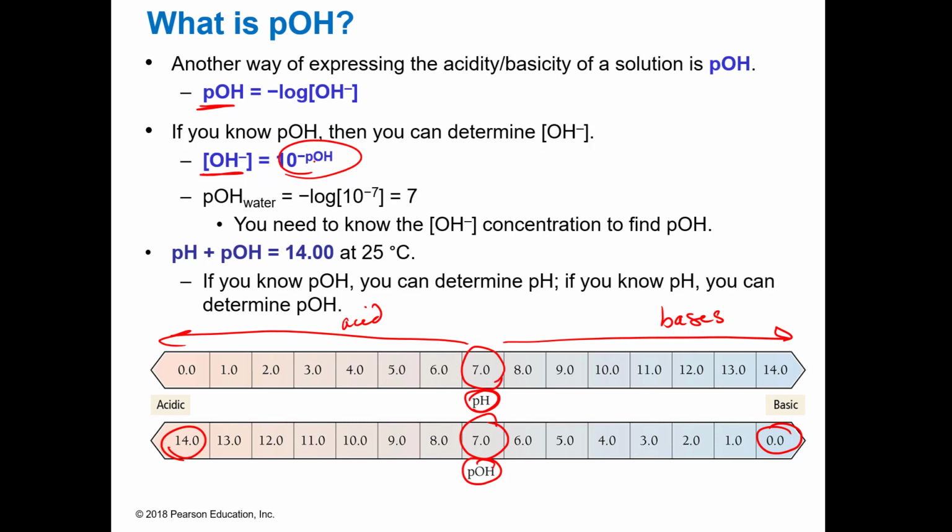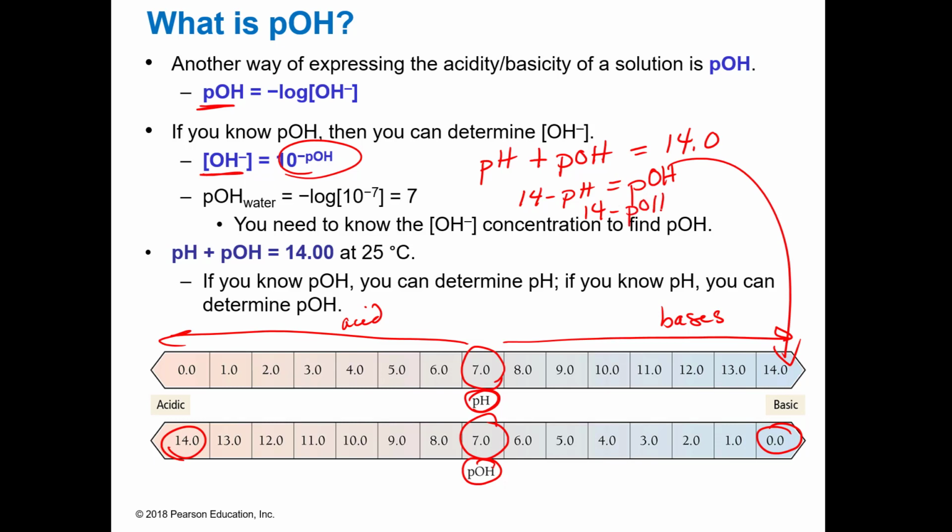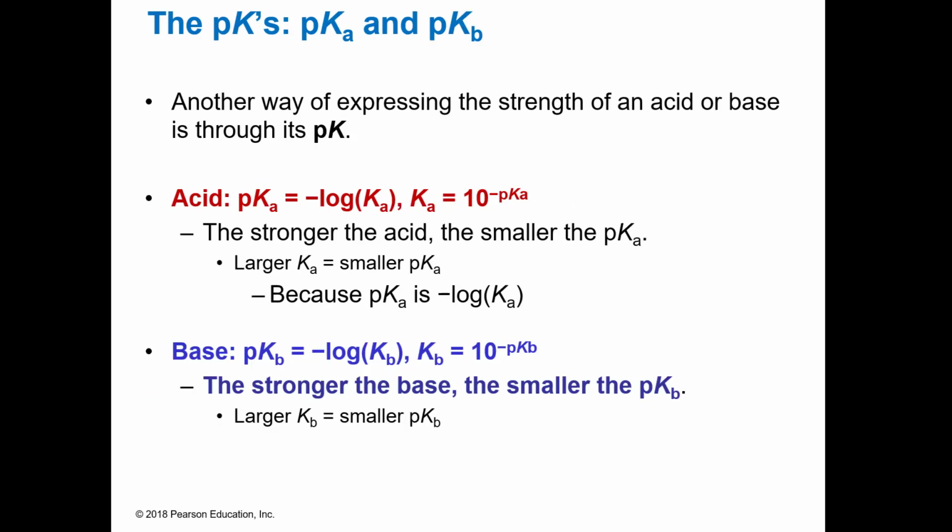Since we know that, here's a nice, handy, easy thing. If you know the pH, we know that the pH plus the pOH has got to equal 14. So if you know the pH, you can subtract that from 14, and that will give you the pOH. If you know the pOH, then you just say 14 minus pOH, and that'll give you the pH. Because it's that 1 to 14 rule, 10 to the minus 14 for the Kw, and 14 for pH.